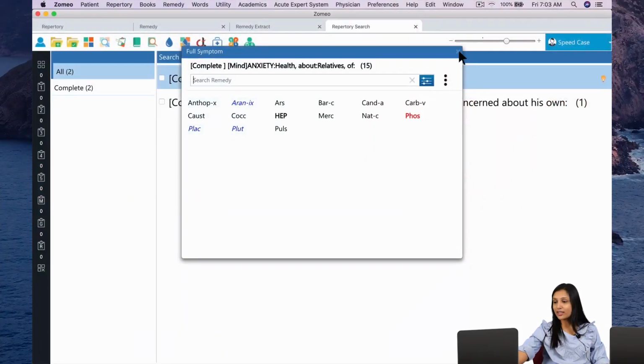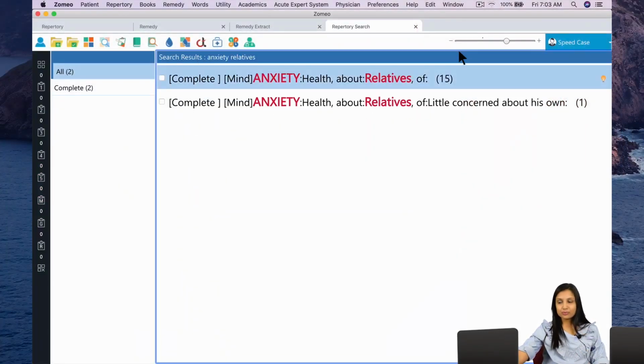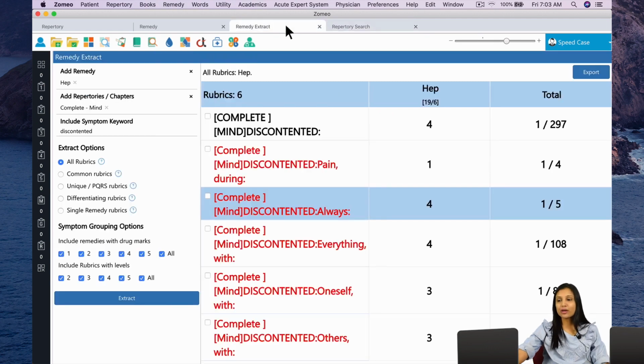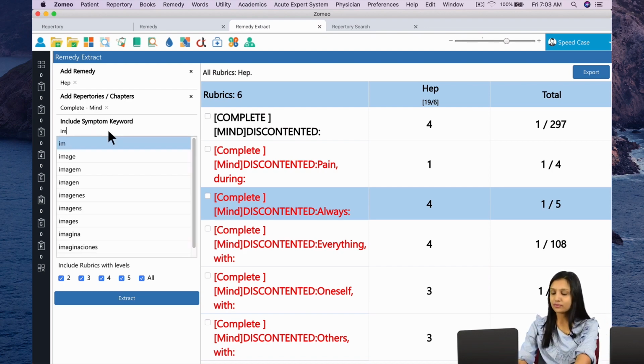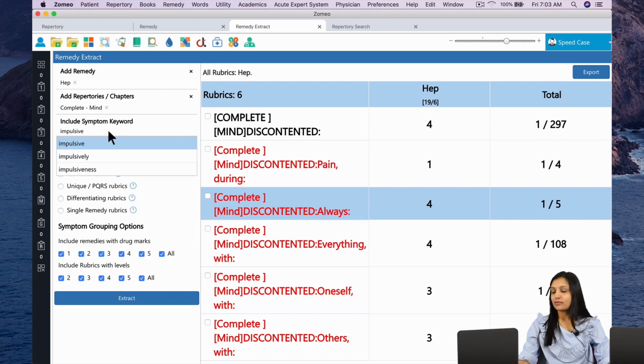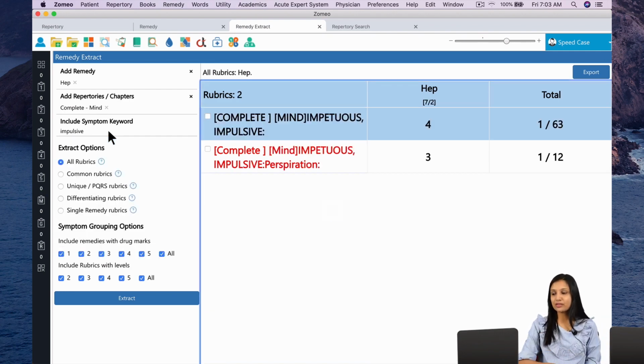So let's look at the rubric impulsive. Okay. We again go back to Remedy Extract. We have already added the remedy Hepar Sulph and the chapter of the mind. Now in the symptom keyword, we will add impulsive. I type the word impulsive and you can see two rubrics, impetuous impulsive as well as impetuous impulsive perspiration.